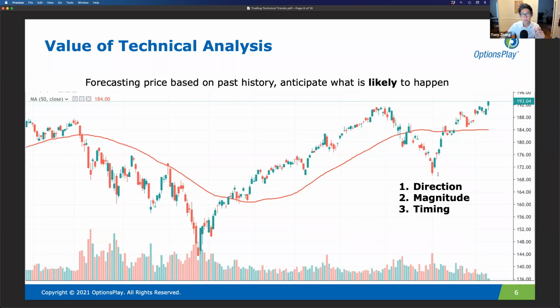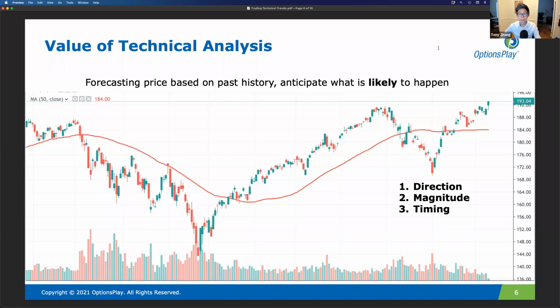Please bring up your chat window at the bottom of your screen, and please type yes into the chat window if you use technical analysis or charting, and please type no if you do not use any form of technical analysis or charting in your analysis. Okay, I see mostly yeses, but I also at the same time see quite a few no's.